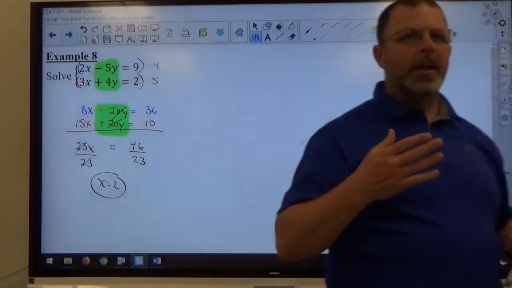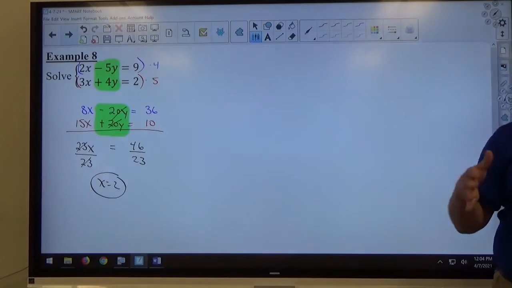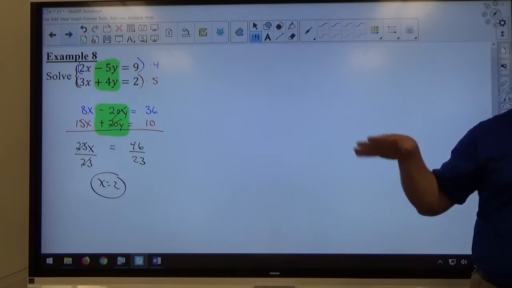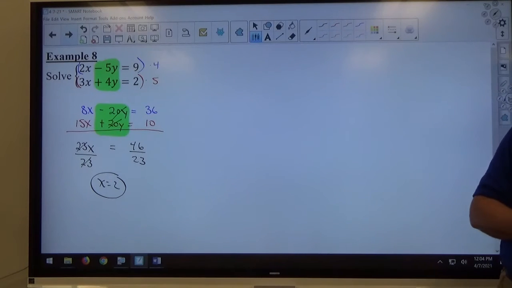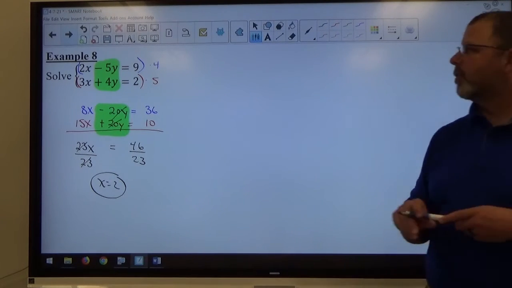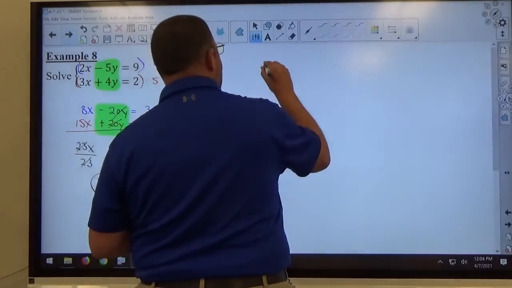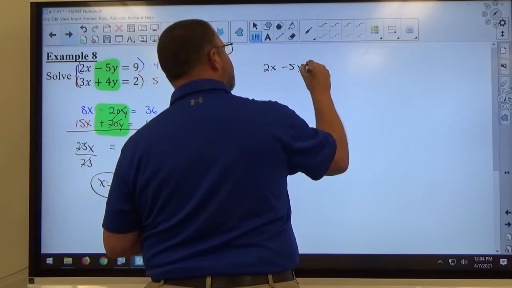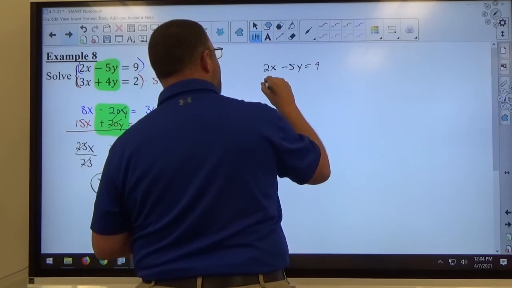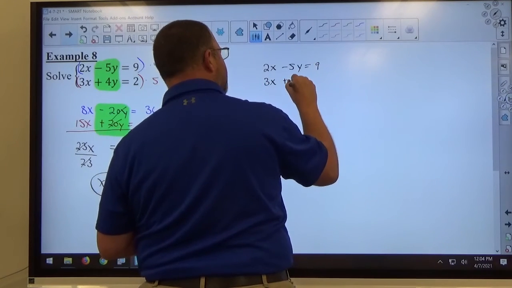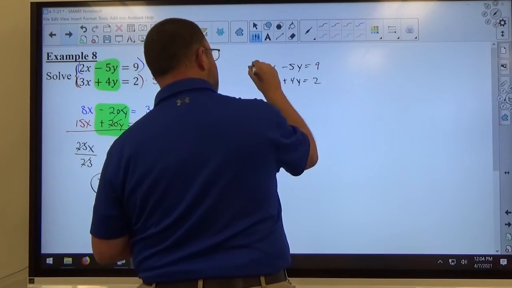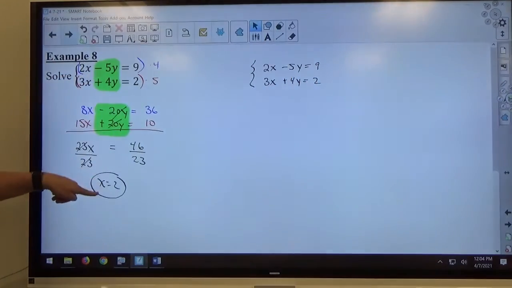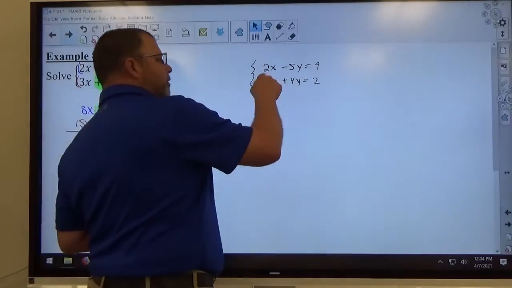The other half of the answer, again, if it were me on my homework paper at this point, I'm going to go substitution. But again, let's just pretend I'm in that other boat where I got an unpleasant answer. How in the world am I supposed to find y if I get an unpleasant answer for x? So if I go back to my original problem, 2x minus 5y equals 9, and 3x plus 4y equals 2. I got rid of y, I found x. If I get rid of x, I'm going to find y.